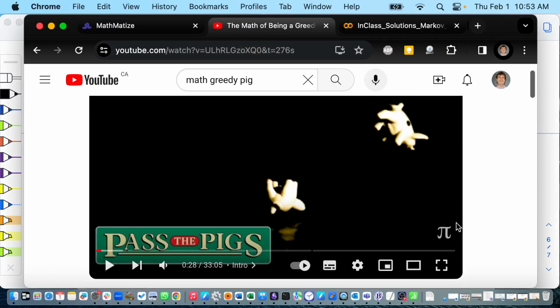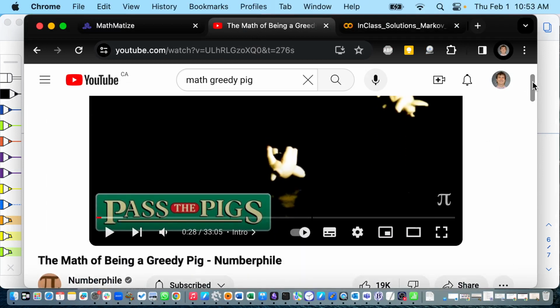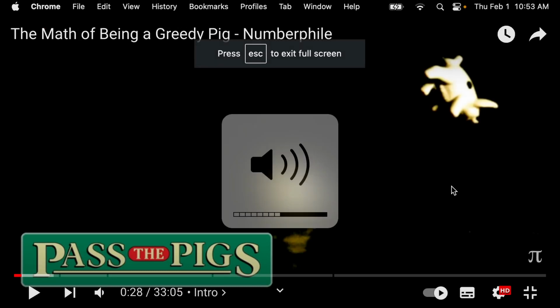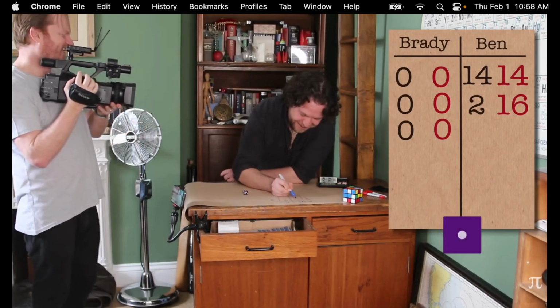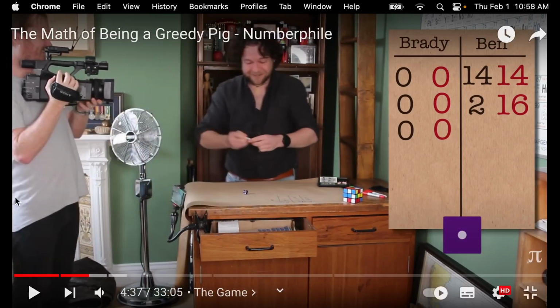This is called The Math of Being a Greedy Pig. This is a game called Pig. Why is it called Pig? Okay, you're going to find out. I think you more or less get the idea of the game.